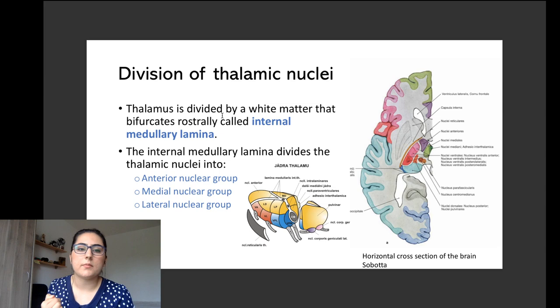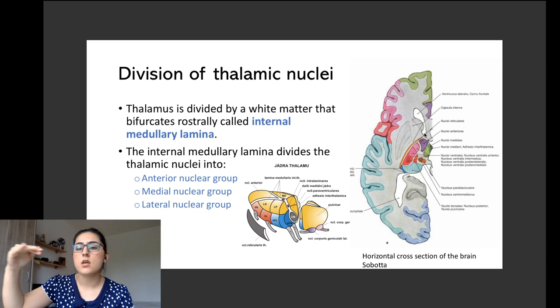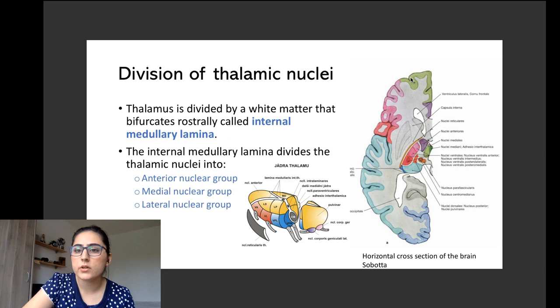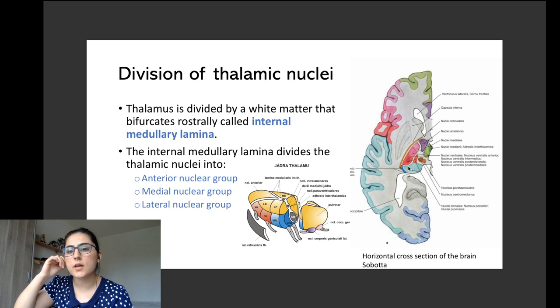The thalamus, you can see, like I spoke, this is my horizontal cross-section. We spoke about sagittal cross-section, frontal cross-section, and this is my horizontal cross-section in my brain. You can see my cortex over here, my white matter, and you can see my thalamus, my X-shaped nuclear structure with a bunch of nuclei.